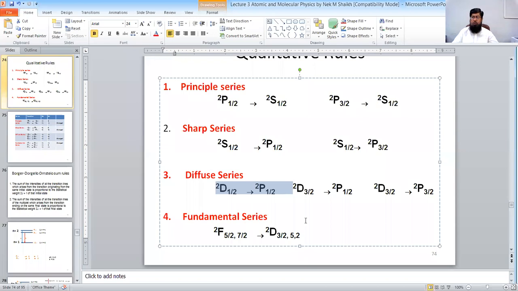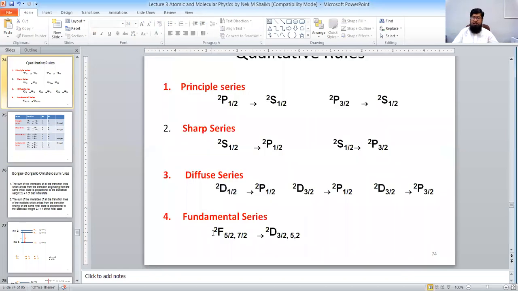चौथी सीरीज है फंडामेंटल सीरीज। अब यहाँ पे देखिए फंडामेंटल सीरीज जो है which is from F to D. ये हम पहले से करके आए हैं कि इलेक्ट्रॉन कहां से कहां तक जाएगा, जब हम हाइड्रोजन एटम की ट्रांजिशन लाइंस को देख रहे थे कि how the electron transits from higher level to the lower level following the dipole transition selection rules.